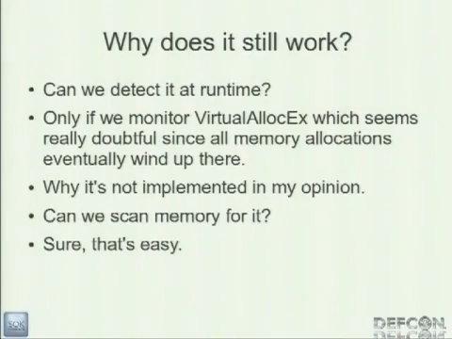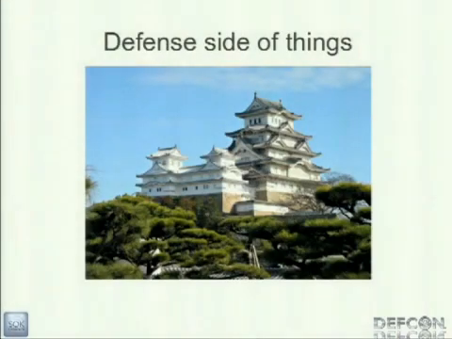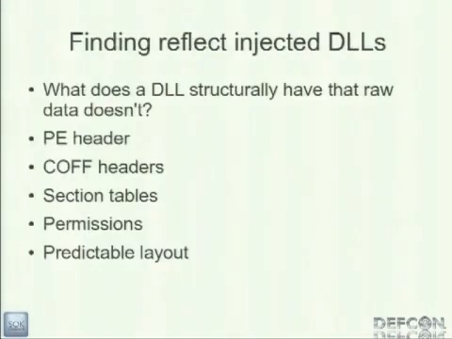Yes, we can scan memory for it. So from the defensive side of things, to find reflective injected DLLs, we could look for executable space and then walk backwards for that and look for PE headers. If they started finding ways around that, we could start looking for something that looks like COFF signatures. Section tables are technically part of the PE header.